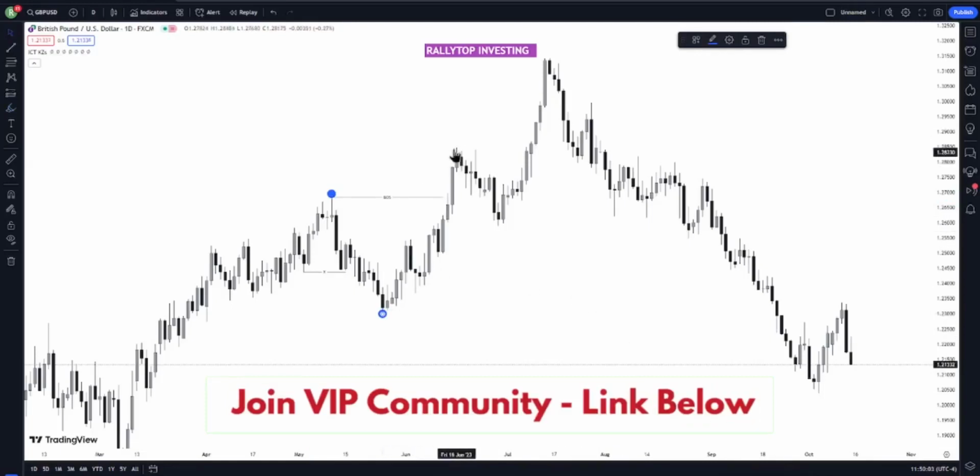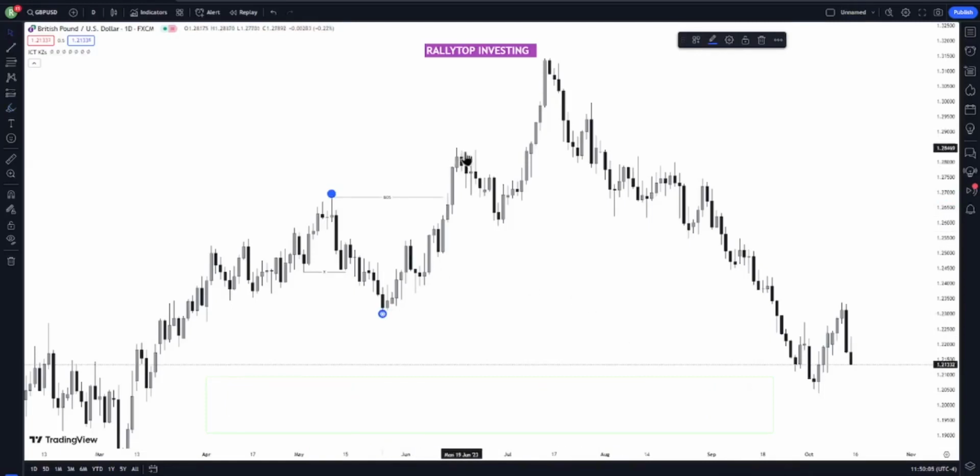And then price printed this high. Is this a valid high? No. For this high to be confirmed as a valid high, it has to take out inducement. And where is your inducement? Your inducement is here. This is where your inducement is supposed to be for this high to be confirmed as a valid high. But as you can see, it didn't take out that inducement before price created another structure.